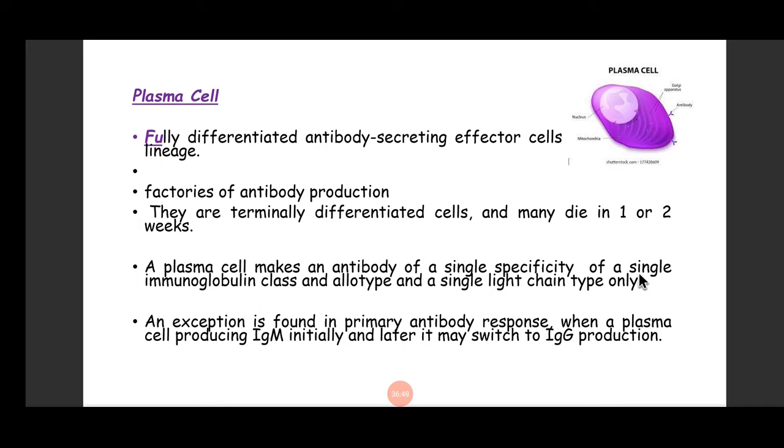They will only act against one antigen, not just one antigen, they will act only against one epitope of one antigen. What is an epitope? We will talk about it in the next lecture. I mean, that is a site on the antigen that will bind to the antibody. So one plasma cell produces antibody that will bind to just one epitope.